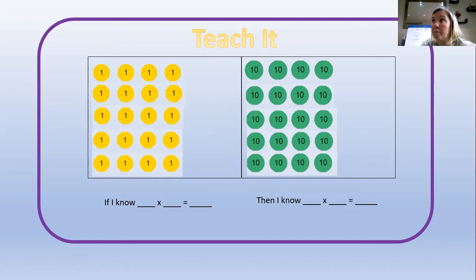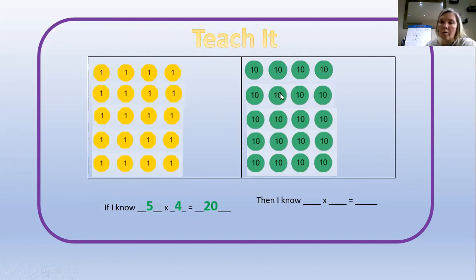Oh, okay, I need to be good at my 4 times table now, don't I? So I've got 4, 8, 12, 16, 20. 5 times 4 is 20. So if I know that 5 times 4 is 20, what have I got over on this side?